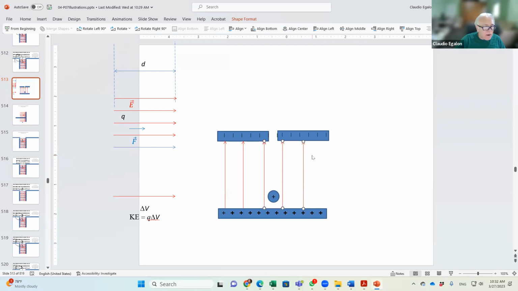Every book that I see out there does it the way that I did, but this configuration also would work. So we end up having an electric force: a uniform electric field, constant electric force.